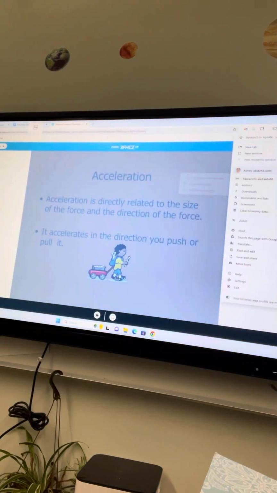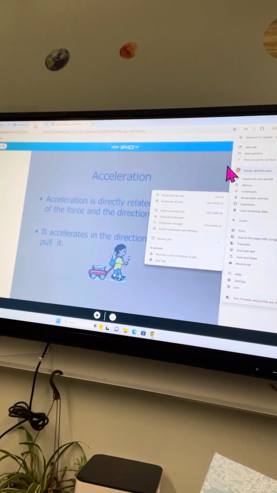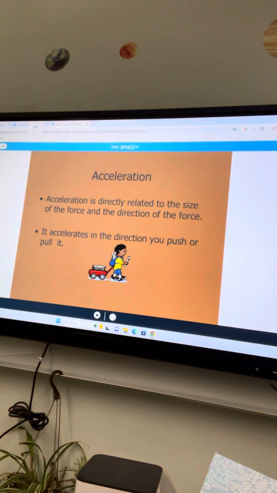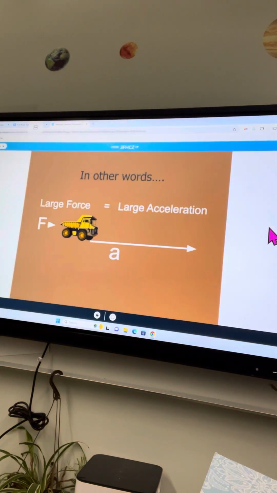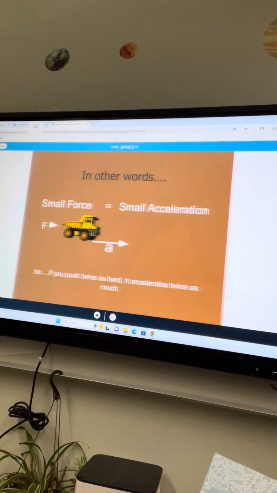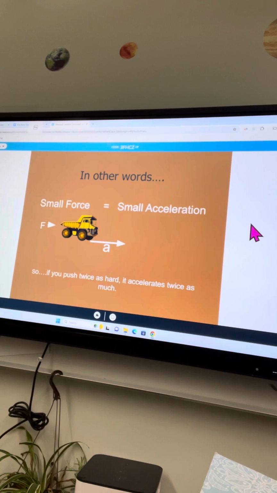Now, of course, you only did Hot Wheels cars. So at that point, the acceleration was minimal. So if you have a large force, stay with me, if you have a large force, you're going to have large acceleration. Whereas if you have a smaller force, you're going to have small acceleration. Okay? You guys should understand this.